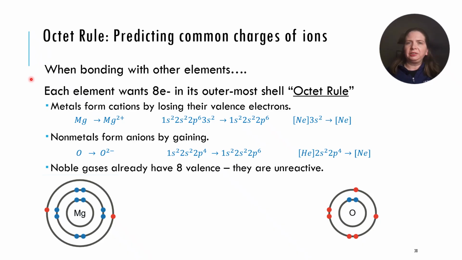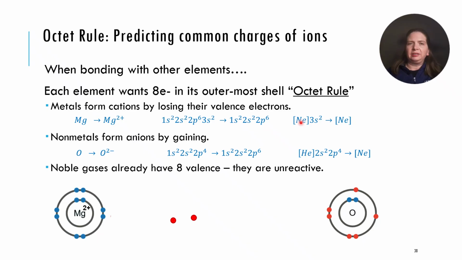When atoms bond to other elements, they tend to gain or lose electrons in order to have 8 electrons in their outermost shell. This pattern is known as the octet rule. Metals tend to form cations by losing their valence electrons. For example, magnesium loses its 2 3s electrons, giving it the same electron configuration as neon.